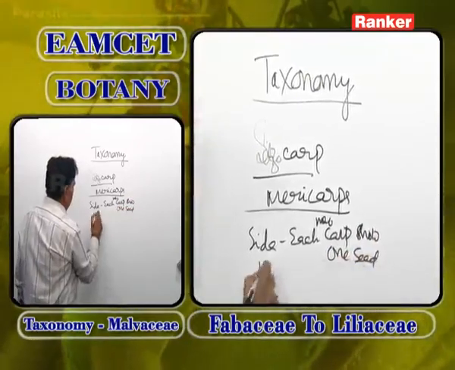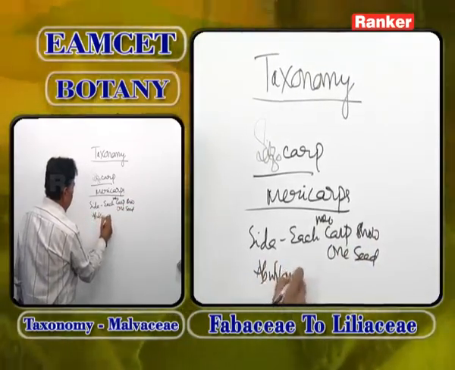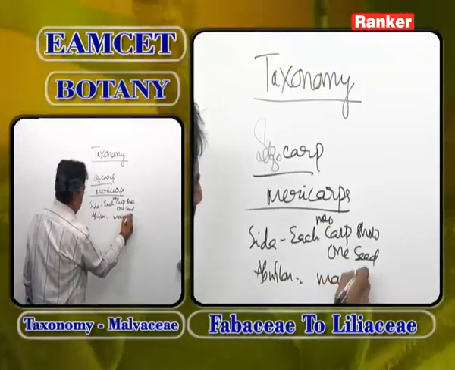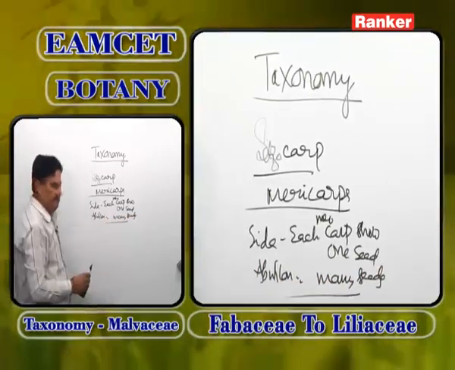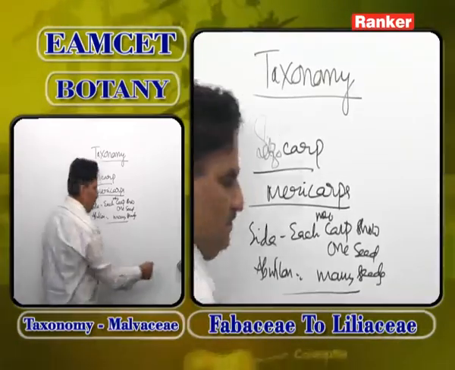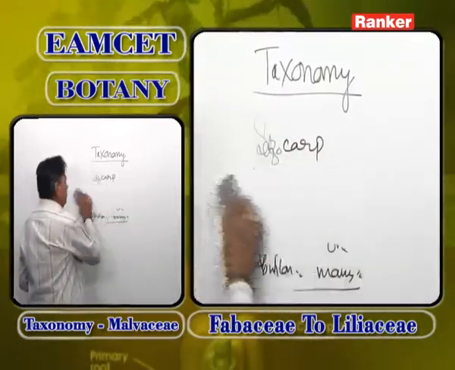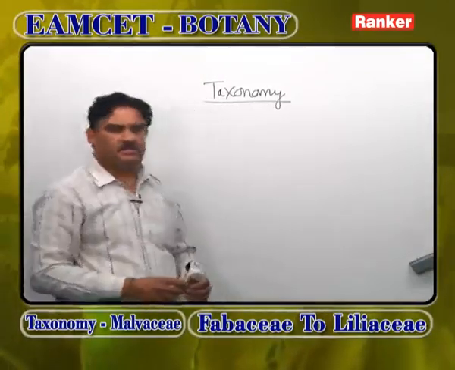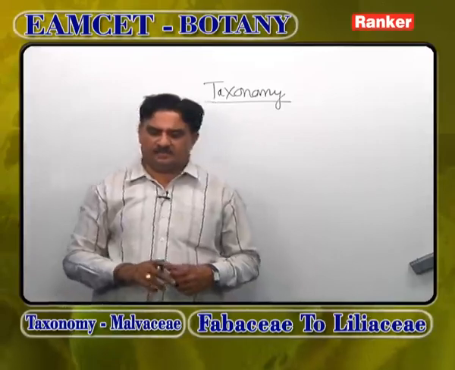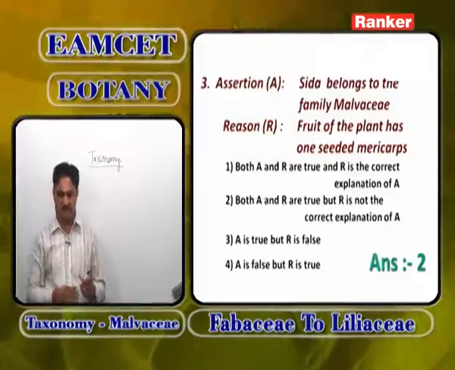Whereas in Abutilon, each mericarp shows many seeds. So this is the basic difference between Sida and Abutilon. These are the only two medicinal plants with schizocarpic fruits and without epicalyx. But here, Sida belonging to the family Malvaceae is correct.